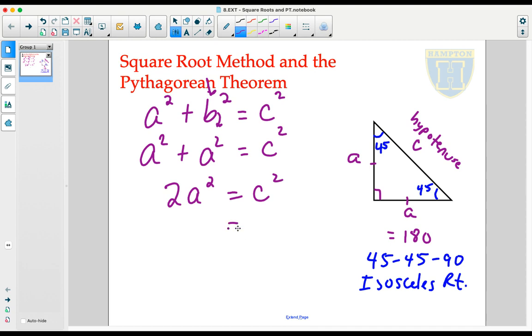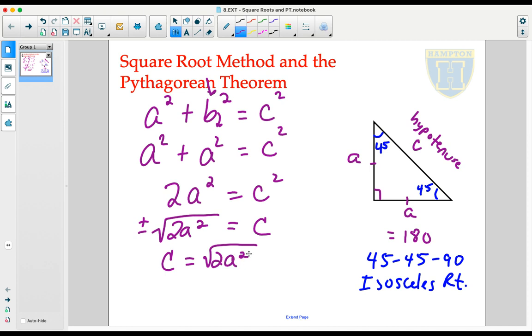Solving for C, namely the hypotenuse, we can take a square root, and we get plus or minus the square root of 2A squared. Now, right out of the gate, we're going to automatically discount the negative solution. We're talking about the lengths of the sides of a triangle. The negative solution is not going to be relevant to what we're doing. So really, we have just the one solution, the square root of 2A squared.